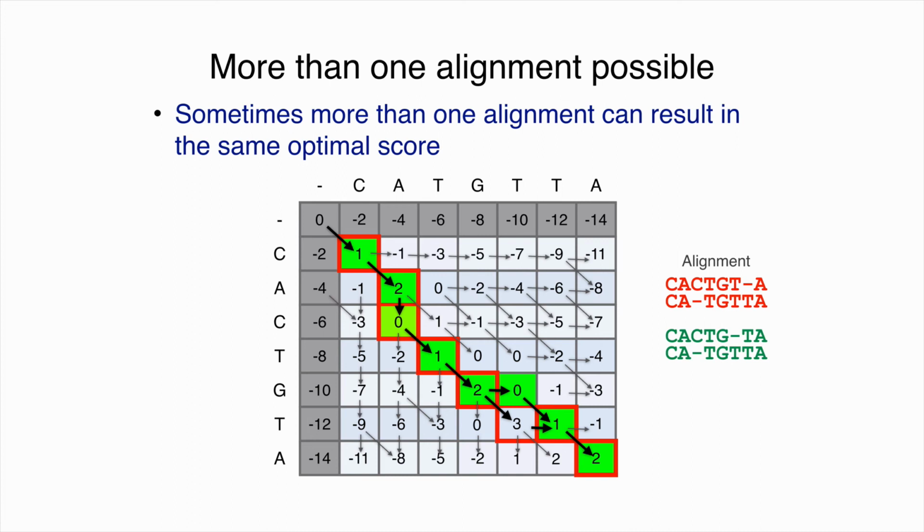This matrix, at its heart, captures all possible arrangements of these two sequences. So both these alignments in red and green yield the same score here. This is an important point.